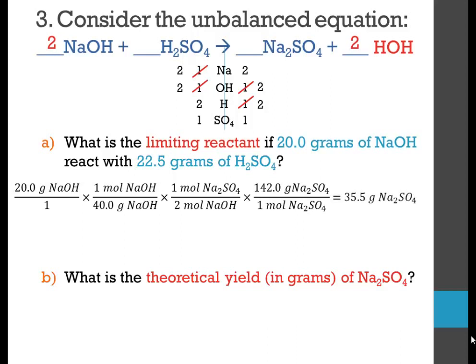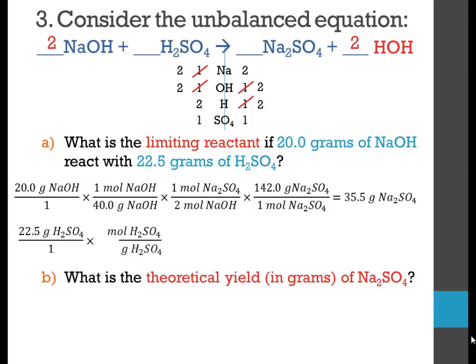So this gives me 35.5 grams of sodium sulfate. So now I need to repeat the same calculation, except this time I'm going to start with 22.5 grams of sulfuric acid instead of the sodium hydroxide. So for the first step, again, since I'm not given moles, I need to convert it into moles.